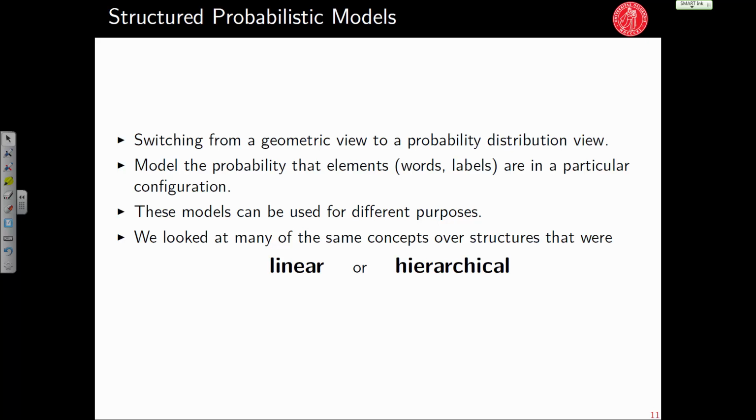Again, we will try to group these different probabilistic models into linear and hierarchical. A linear model is, in the sense that the data structure that we are working with is linear, so it is a sequence. Whereas in the hierarchical, it's a tree, like parse trees, and within the tree there will be dominance relations, like parent node and child node, etc.